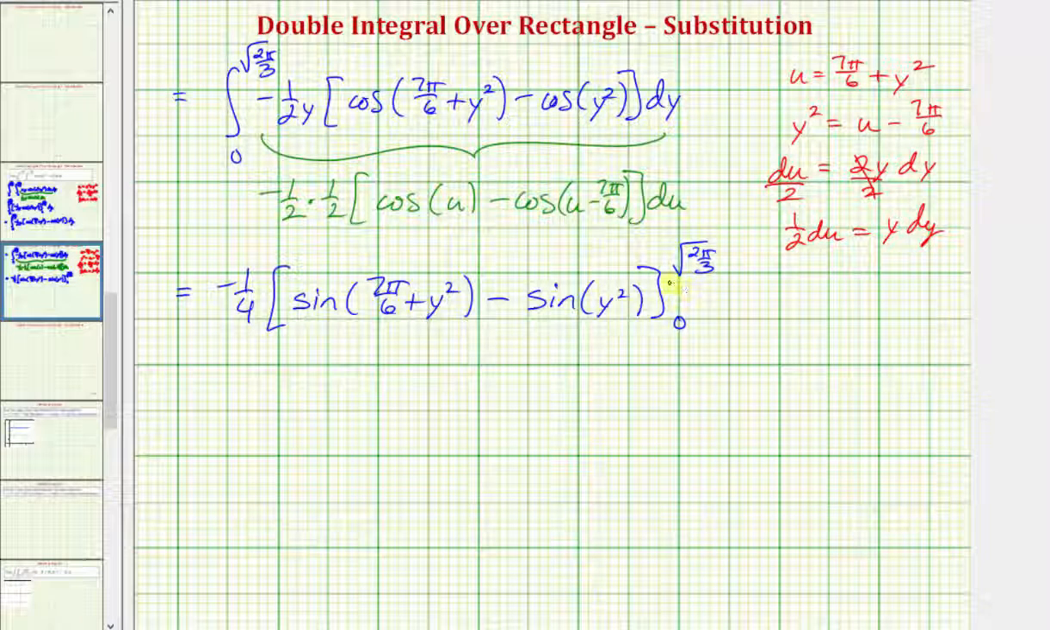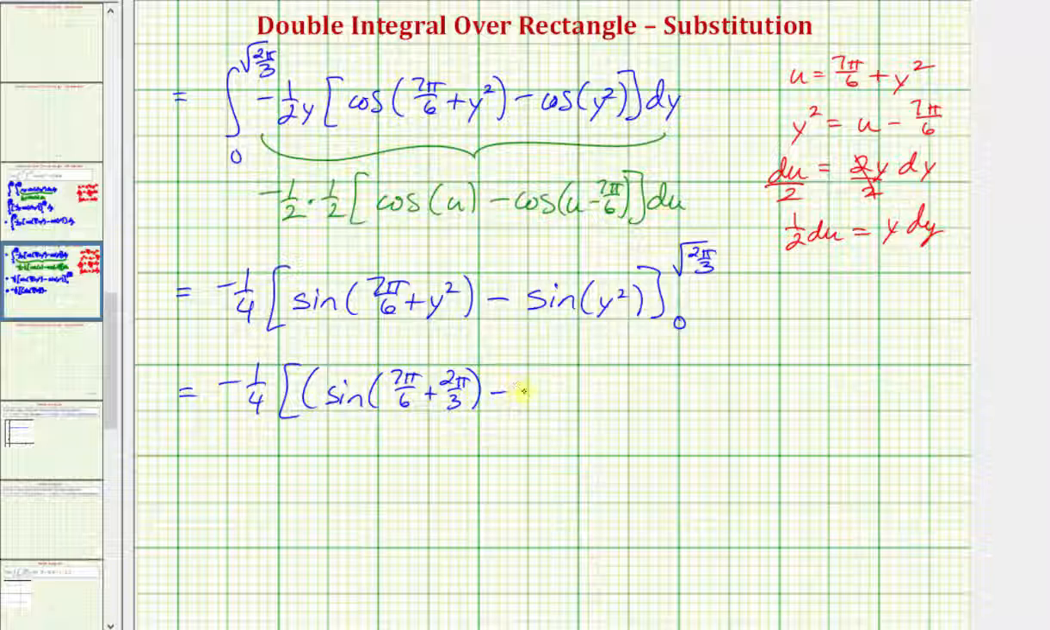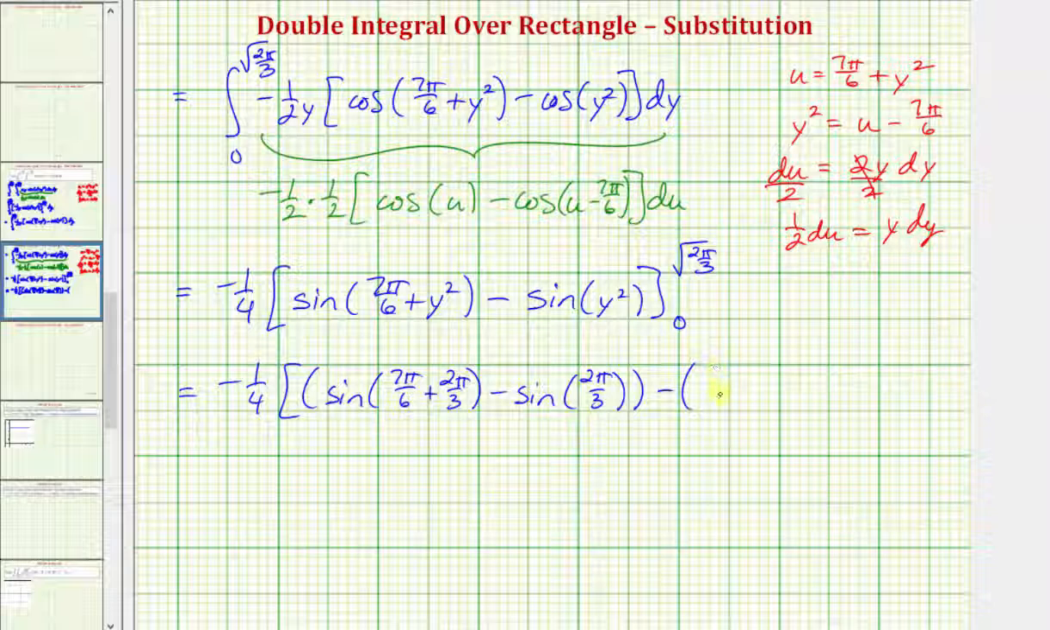And now performing substitution for y, we're going to have negative 1/4 times the quantity. Well, when y is equal to the square root of 2 pi divided by 3, here we're going to have sine of 7 pi divided by 6 plus 2 pi divided by 3, minus sine of y squared, which would just be 2 pi divided by 3. And then we have minus, when y is 0, we'd have sine of 7 pi divided by 6 minus sine 0.